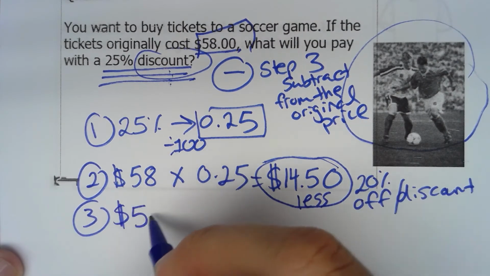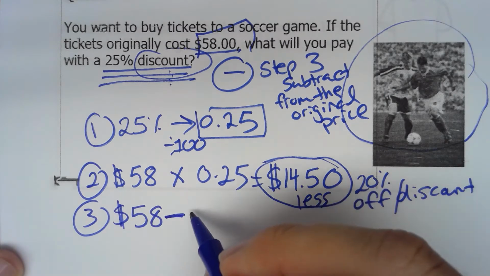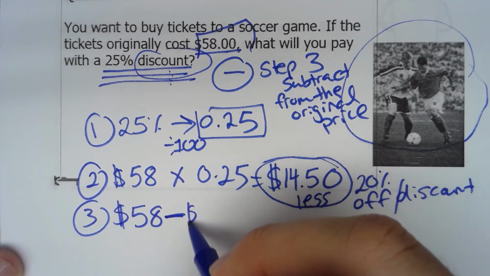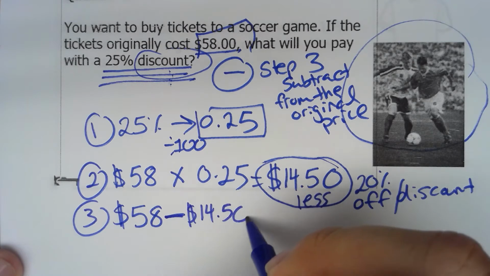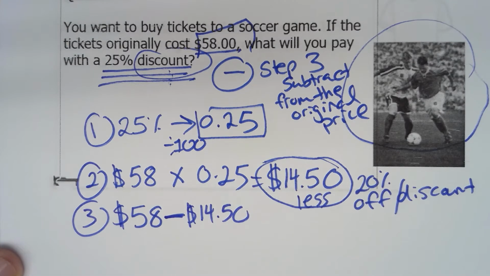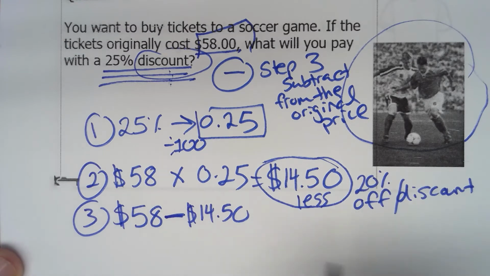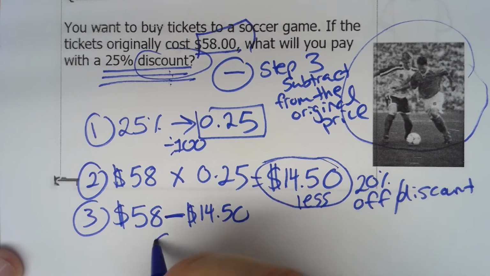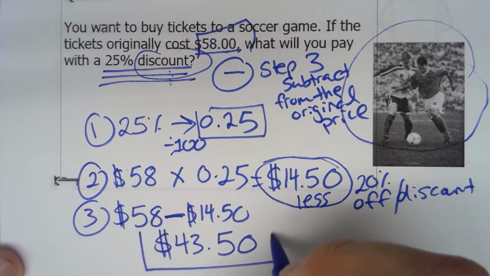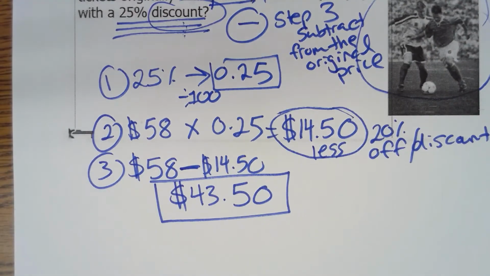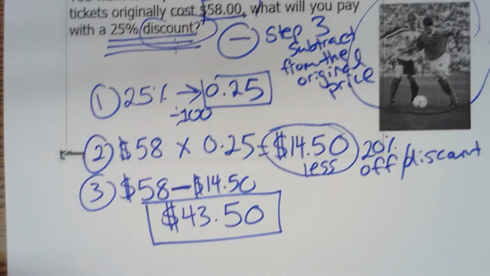So I'm going to do the original amount minus $14.50, $58 minus $14.50. After my 25% off discount, the final price I'm going to pay to see the soccer game is $43.50. Easy, right?